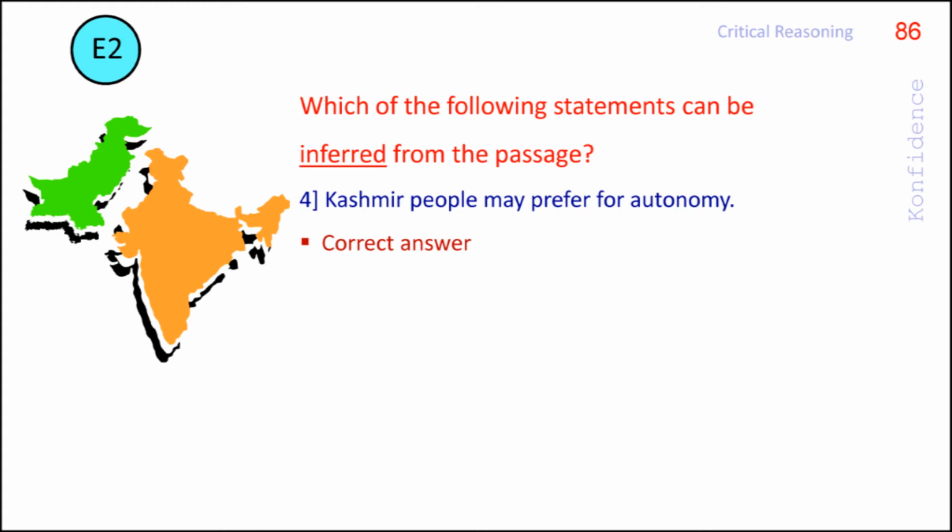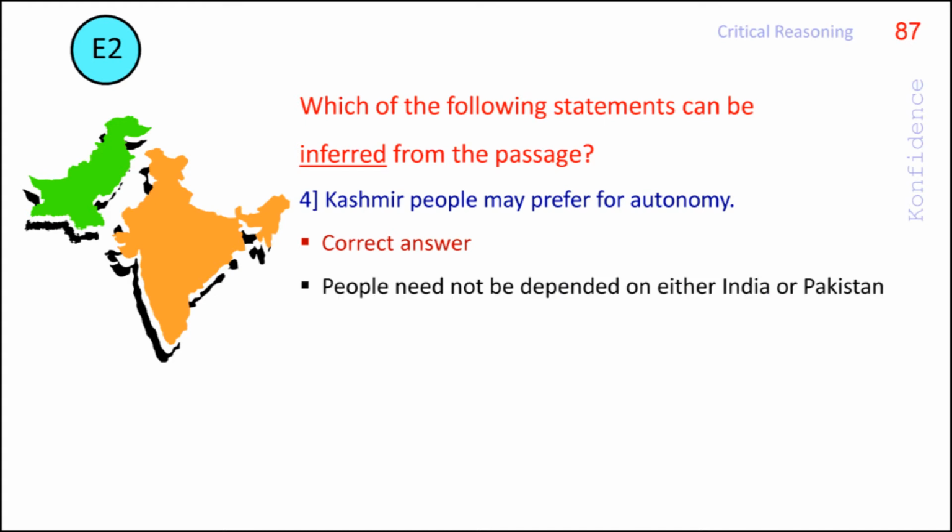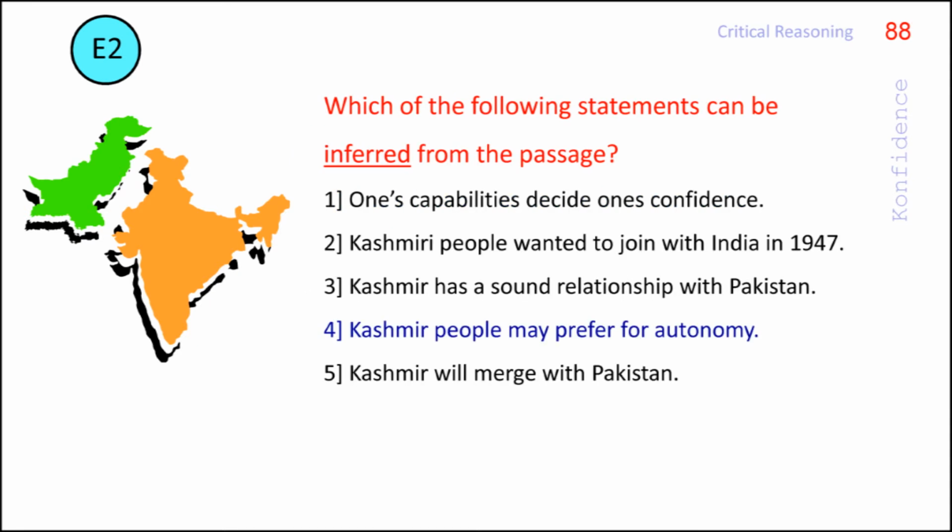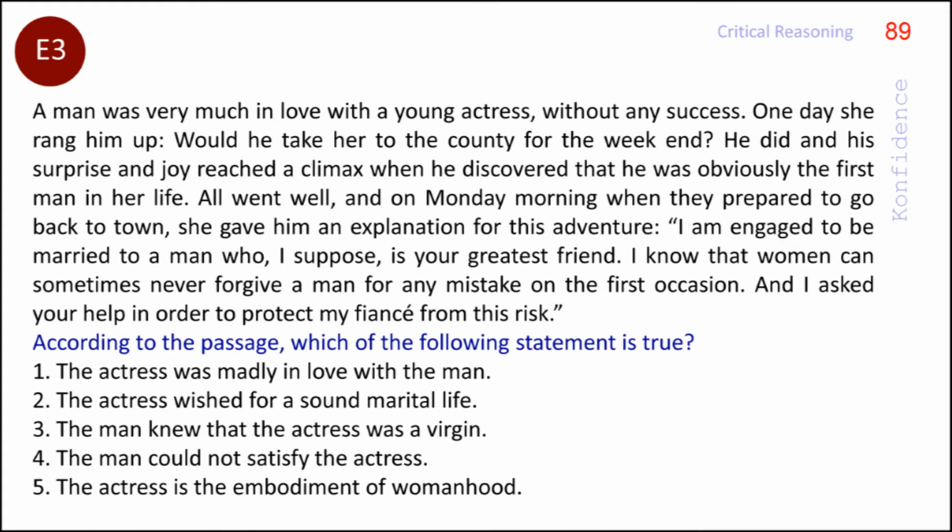Now they are not a confused lot as they were in 1947. So they need not depend on either India or Pakistan. Their self-confidence may prompt them to opt for an autonomous or independent province for them. Now refer to example 3.